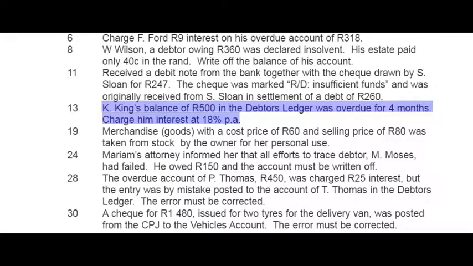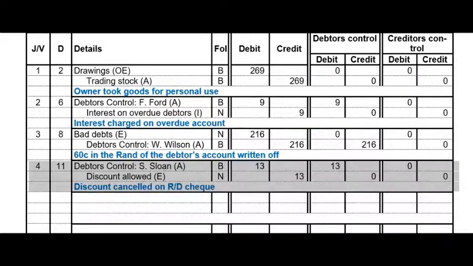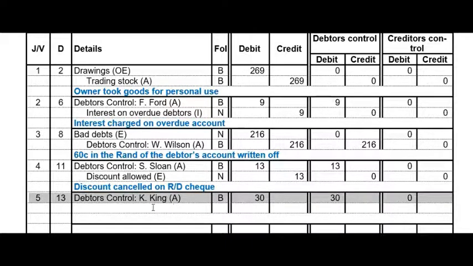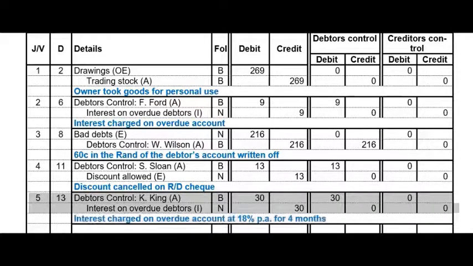When we charge interest on this overdue debtor, we will debit his account. Okay, so we will debit debtors control of K King. He owes us more money, and we will credit interest on overdue debtors, which is the nominal account, and we will say interest charge on overdue account. And now, because you know the rate and the time period, you have to include that in the journal narration.